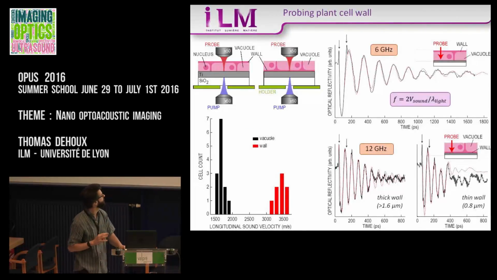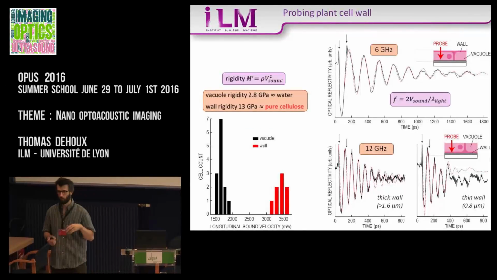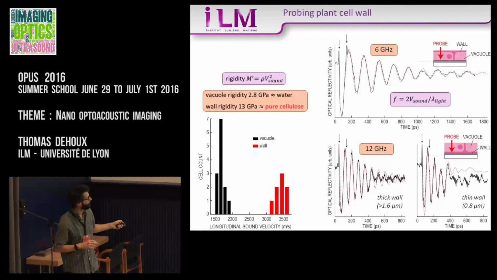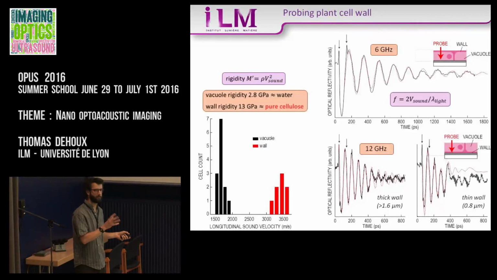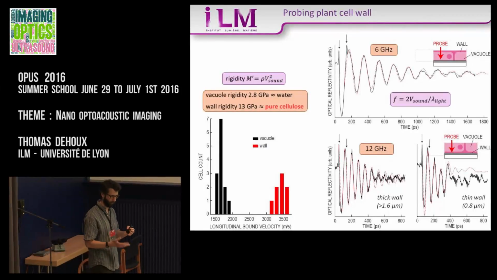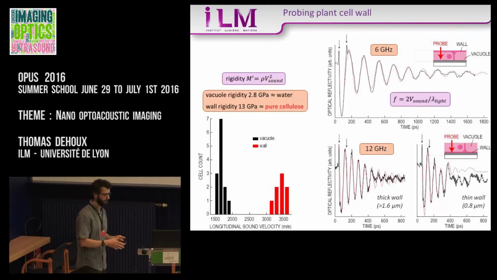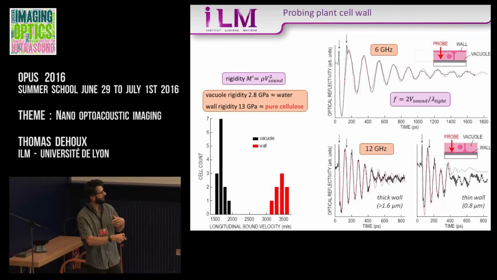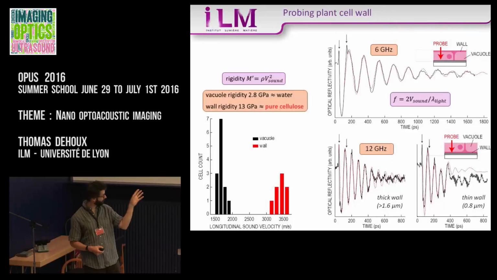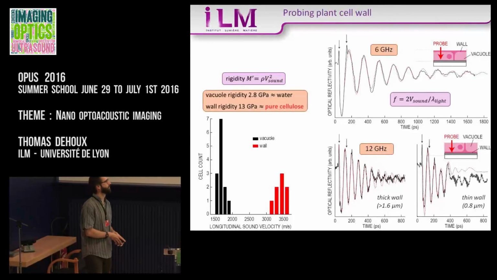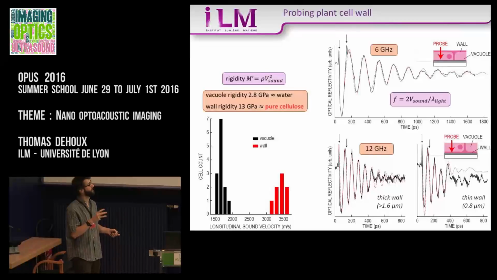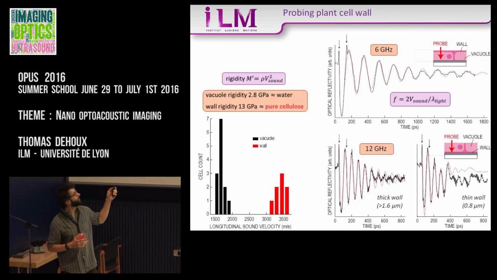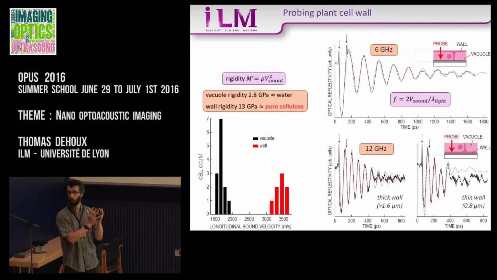So just to be more quantitative, we do that on several cells. We build distributions of values, and in the vacuole we get a sound velocity of about 1600 meters per second, which is close to that of water, as expected. And for the cell wall, we get a sound velocity which is higher, about 3400 meters per second, which we can convert into rigidity, which is about 13 gigapascal, very high. And this is so high, it's almost that of pure cellulose.